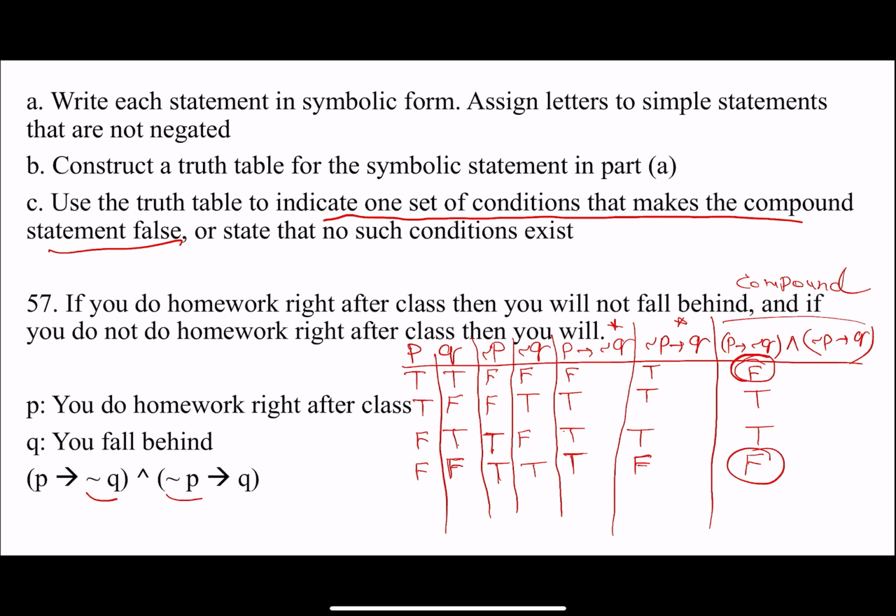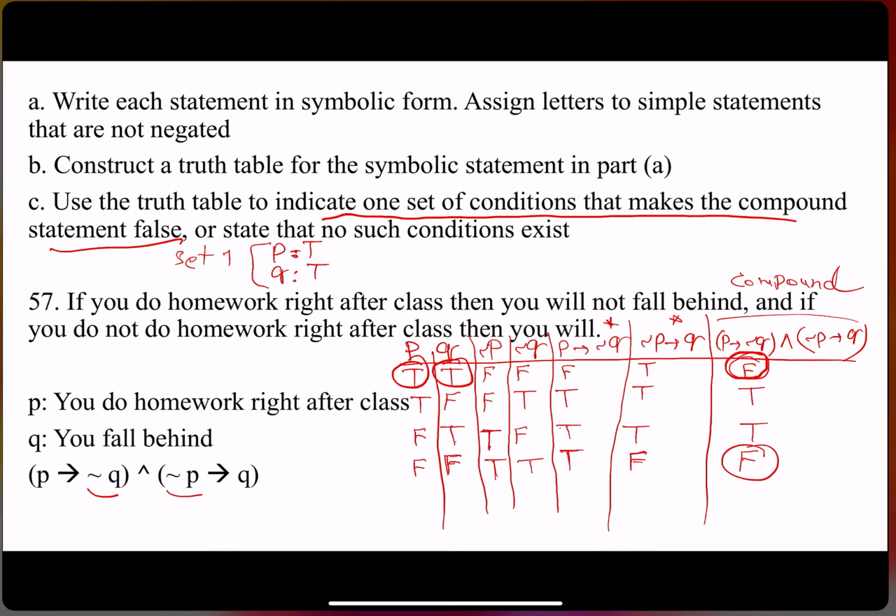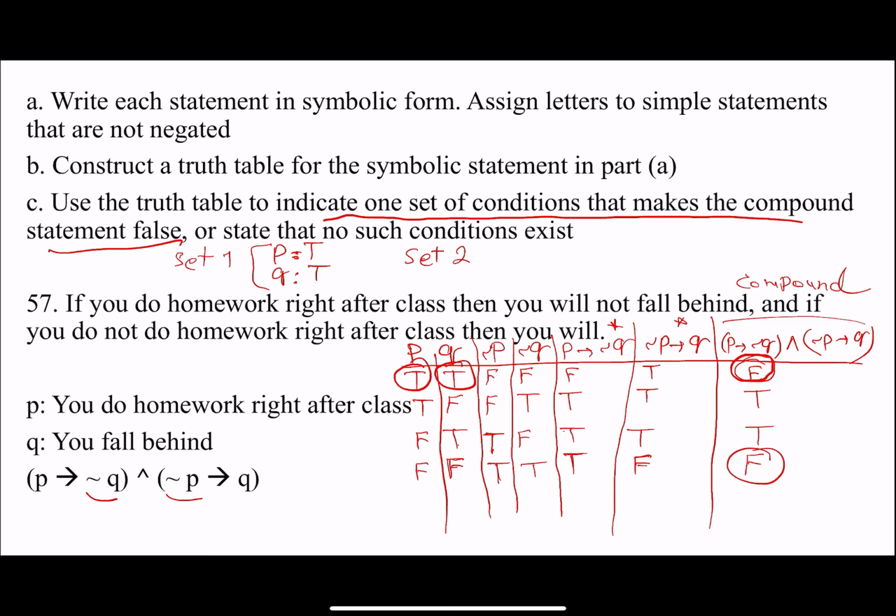For example, I choose the first one. When is it false? When P is true and Q is true. Okay, so I call that set 1. In that case, the compound statement is false. Well, if you want to, you can introduce another set, which I call set 2, but the question just wants you to give one set. So choose either set 1 or set 2.